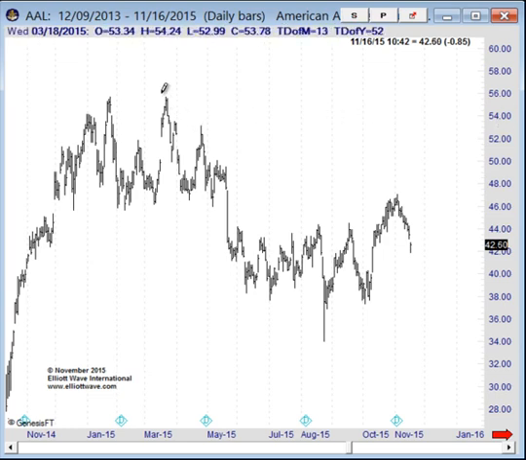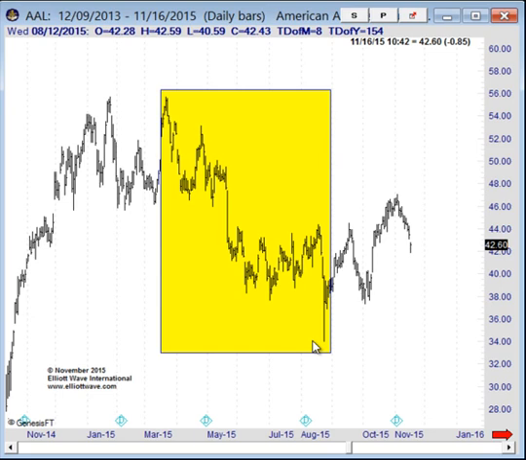Can we glean any information from the prior move to the downside? Well, I believe we can, because we have a very impulsive move down initially after the double top. There's our double top. We have an initial move to the downside. Then we have a counter-trend move up. Then we have a larger decline. And another counter-trend move up. Notice we don't have any overlap.